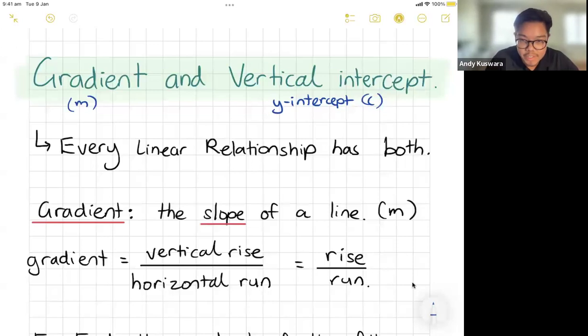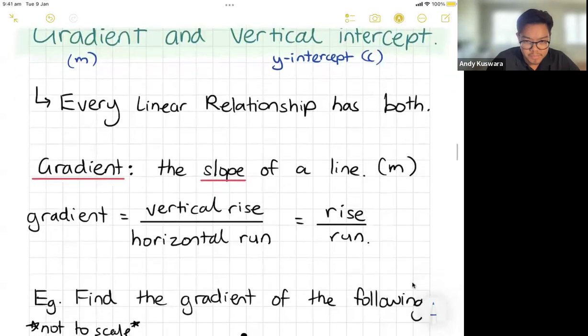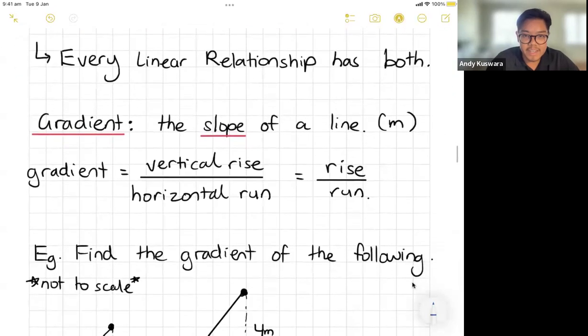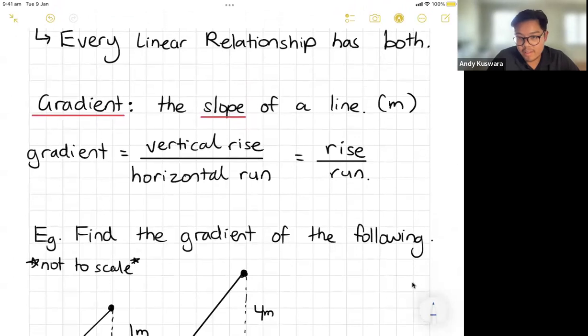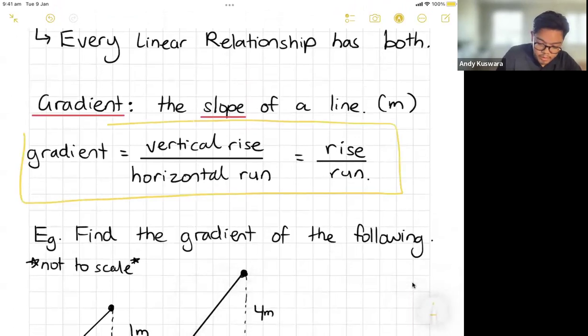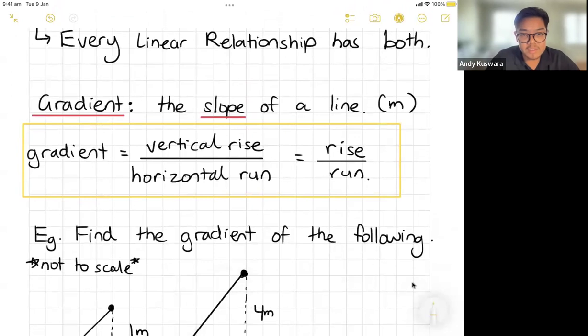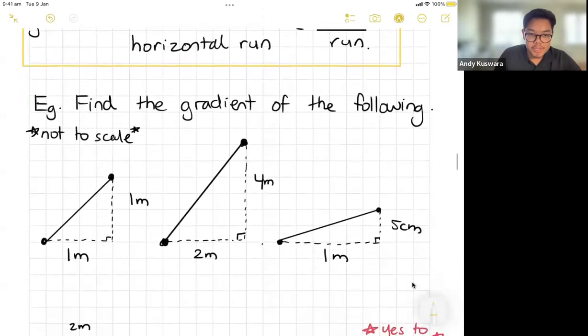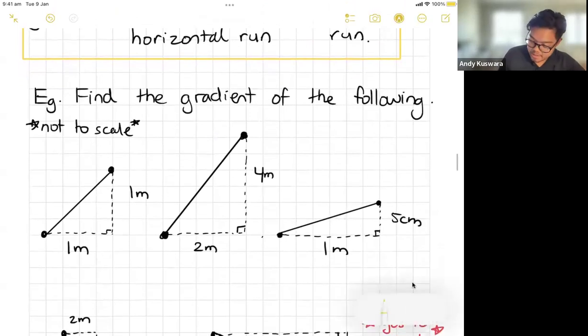Now, every linear relationship, every straight line, has a gradient and a vertical intercept. The gradient is a fancy way to say it's the slope of a line. Again, letter M. I want you to highlight this formula and remember it because we're going to use it a lot. Your gradient is your vertical rise over your horizontal run. Very simply, I just like to say rise over run.